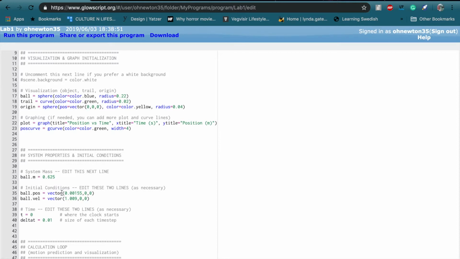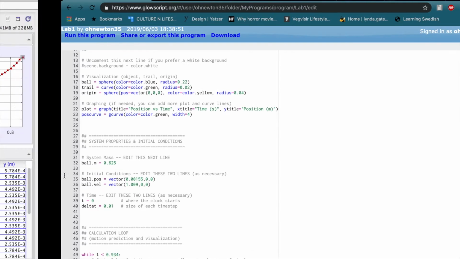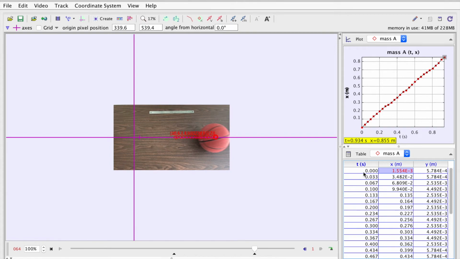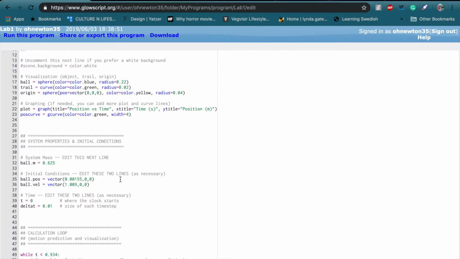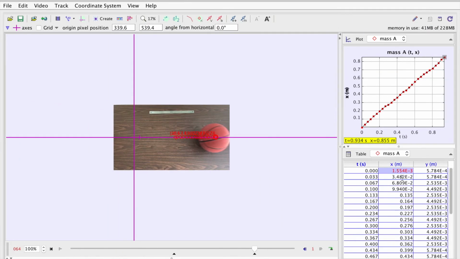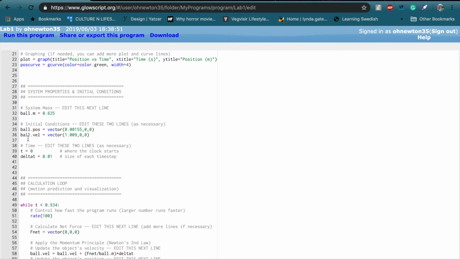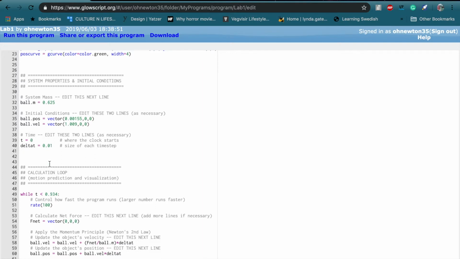We also have the ball's initial position, which was found using Tracker. It can be seen here at time 0 and the x position here. Next, we have the ball's initial velocity, which was calculated using the first and second position and the first and second time. Here, we have the initial time, which happens to be time equals 0 seconds. Next, we have here delta t, the change in time, which is represented here by 0.01.